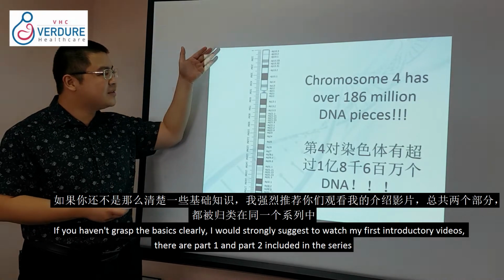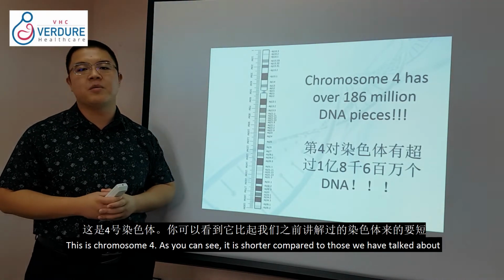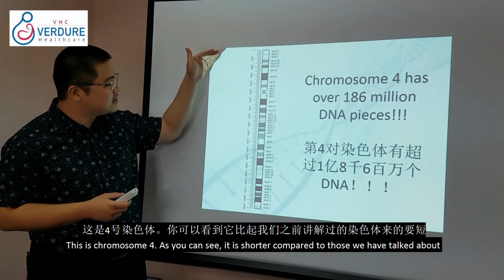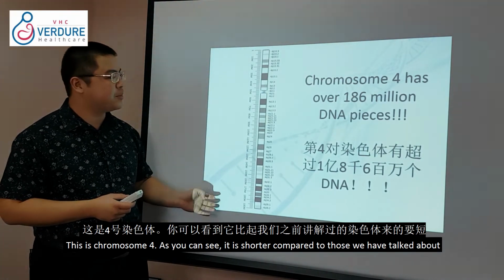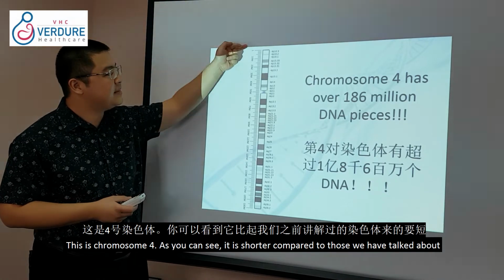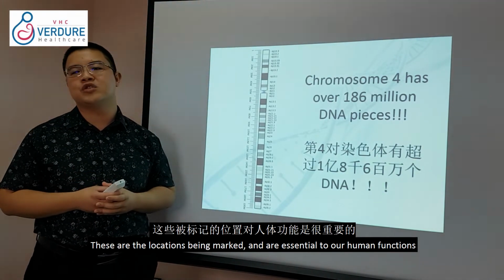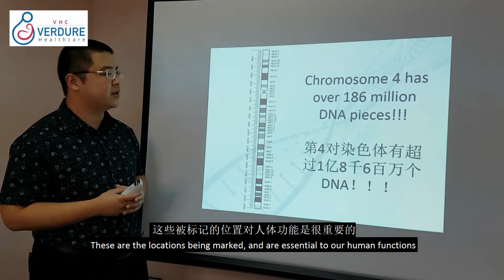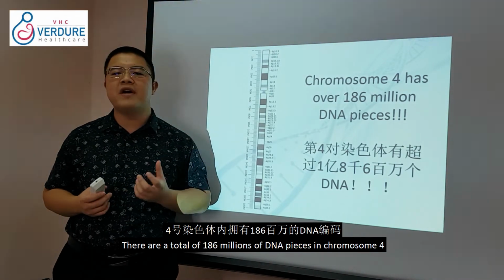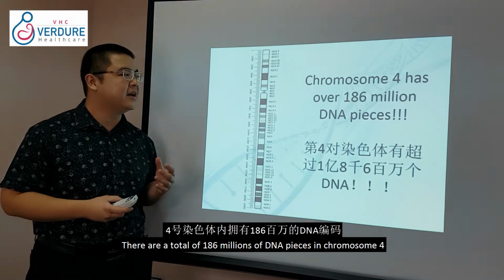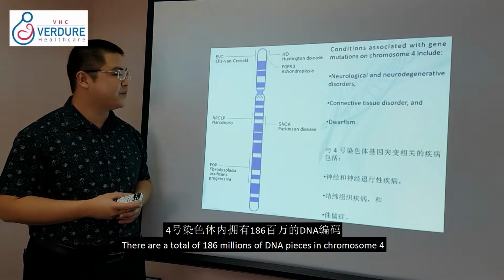Right, so this is it. This is chromosome 4 on its own. As you can see, it is not that long compared to the previous ones we talked about. And these are the locations that have been marked, and they are all essential to our human function. There are a total of over 186 million pieces of DNA in chromosome 4.